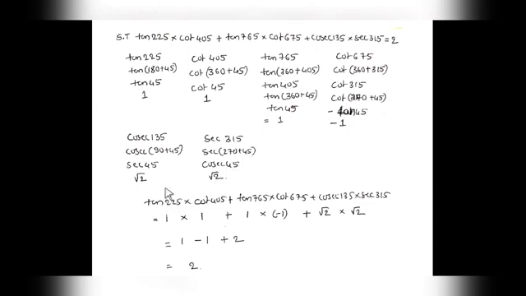Now I am going to substitute all these values of trigonometric functions in the trigonometric equation. I will get 1 into 1 plus 1 into minus 1 plus root 2 into root 2. 1 ones are 1, 1 minus 1s are minus 1. Root 2 into root 2 is root 4, that is 2. Plus 1 minus 1 will get cancelled, answer will be 2.